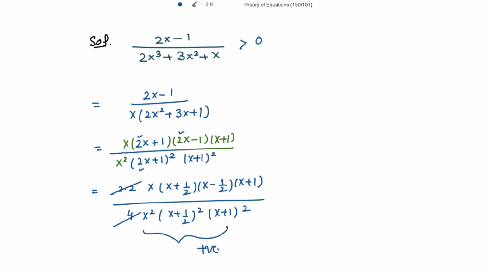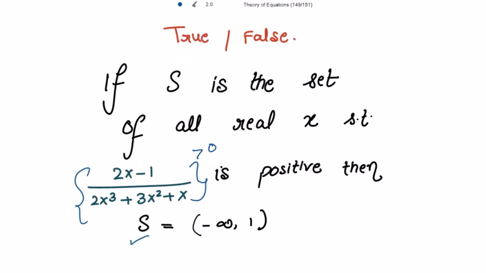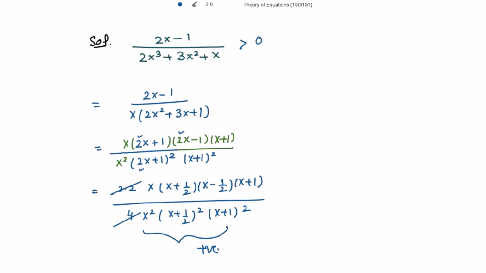Let's get back to the question now. They are saying that if S is a set of all real x such that this expression is positive, which means this numerator is also positive. Let me call this numerator E. Now because the denominator is completely positive, we will only have to work on the numerator now. I need to get the intervals for which this numerator is positive.